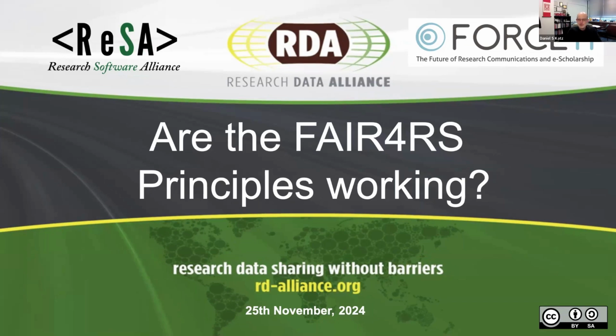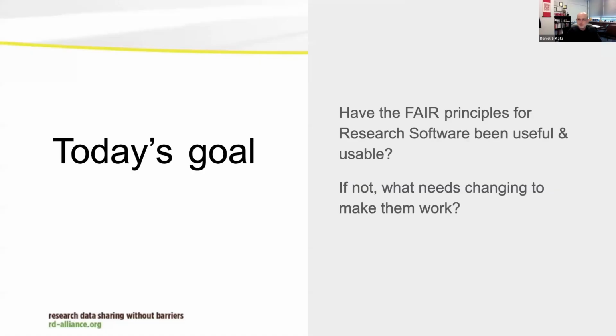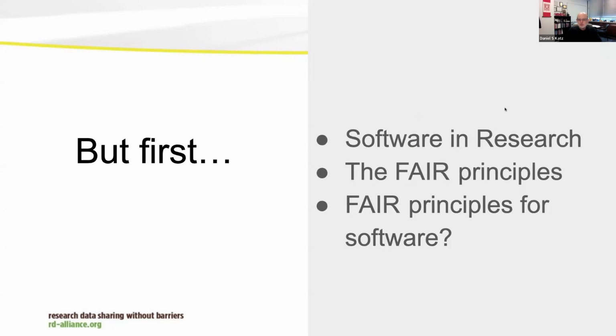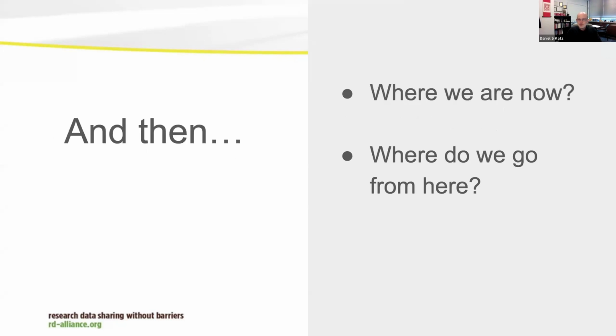We are here to talk about if the FAIR for Research software principles are working, and to some extent how we will know that and what we maybe can do about that. Specifically, one way of looking at this is, have they been useful? Have they been usable? And if not, what do we need to change to make them work? So in order to do this, we're going to talk about software and research, the original FAIR principles that sometimes we call the FAIR data principles, at least in the software community, and then the FAIR principles for software themselves. And then we'll talk a little bit about where we are now and where we go from here.